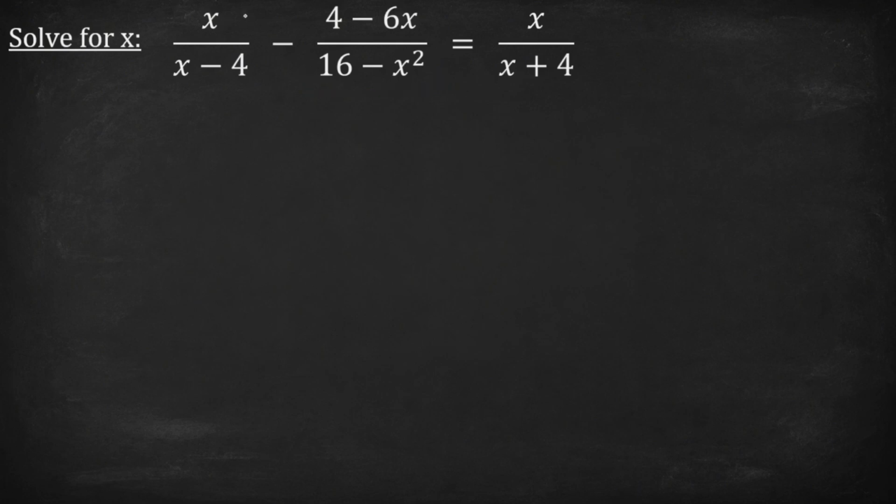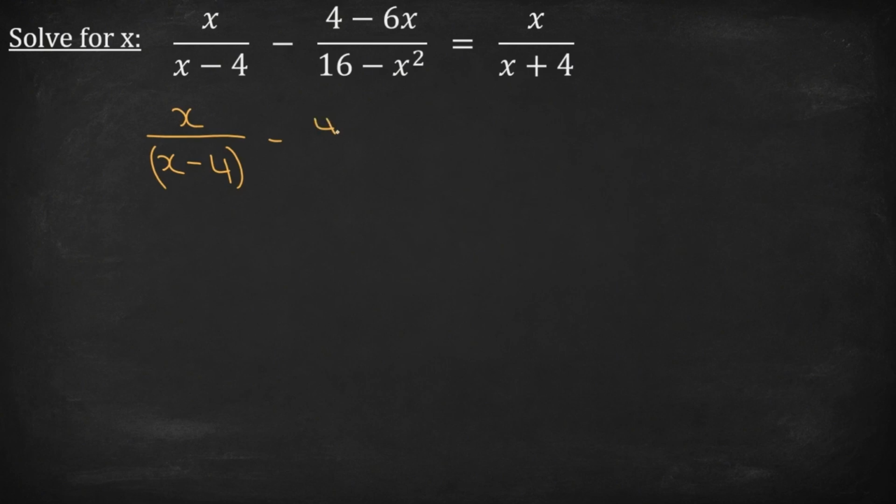So I'm going to start with this first fraction or this first term. Have a look at this denominator. It is already fully factorized. So all I'm going to do is to copy this fraction down, but I'm going to add brackets around this denominator to show that it is a factor.